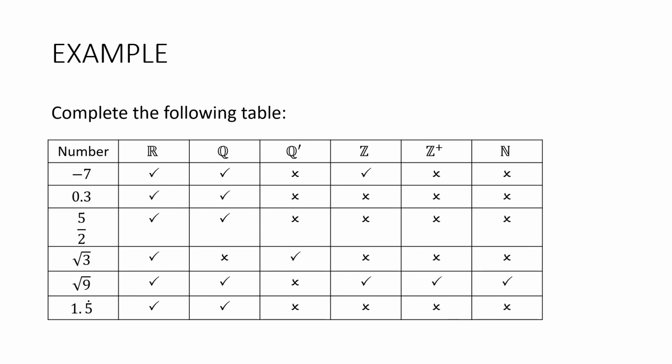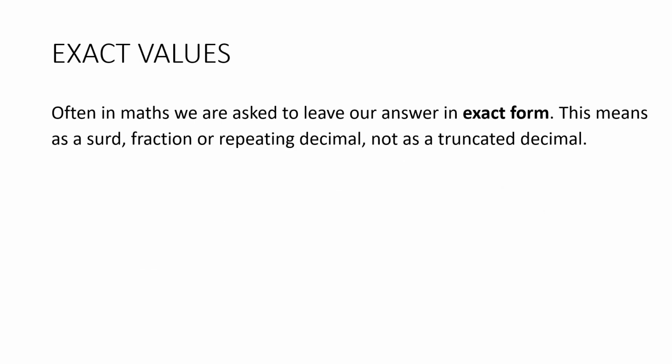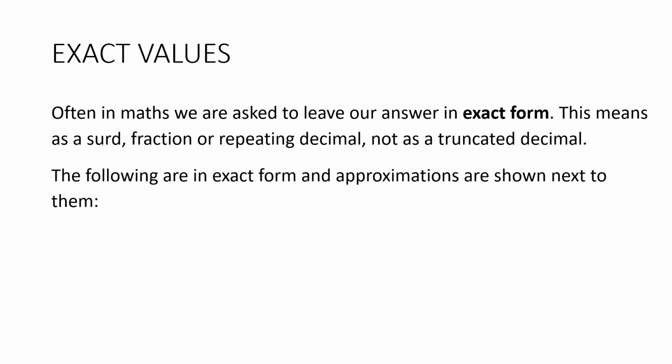Hope so. Okay, last thing, I promise. Often in maths we'll be asked to leave our answer in exact form, and this means as a surd or a fraction or a repeating decimal, but not as a truncated decimal. So like a number that you've rounded to 2 decimal places or 3 significant figures. So the following are in exact form, and then we've got some approximations shown next to them.